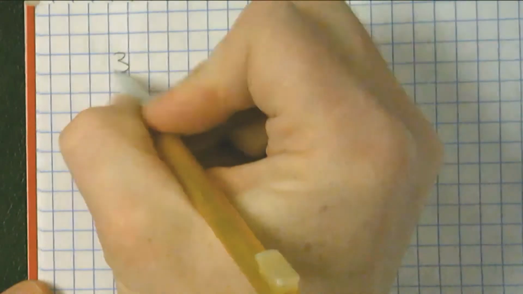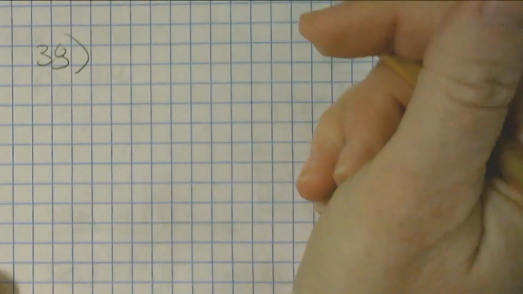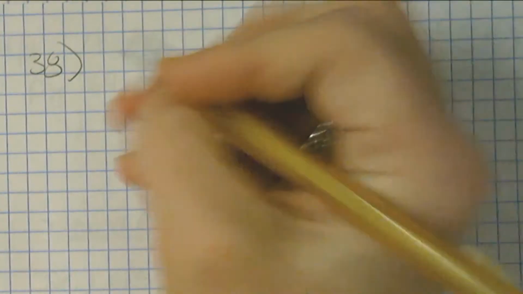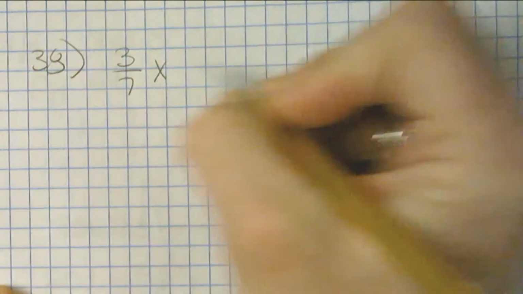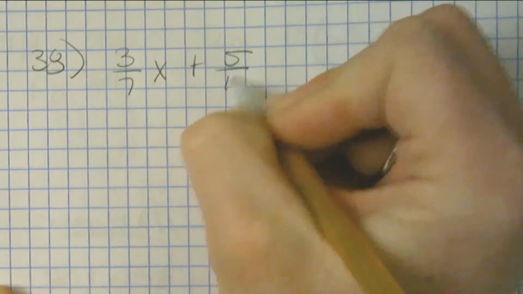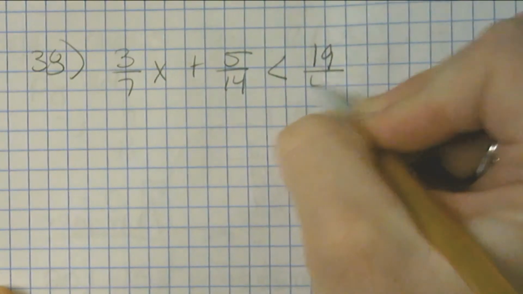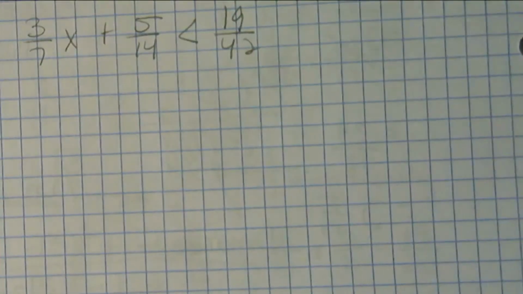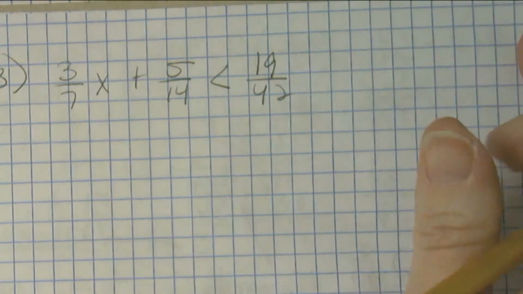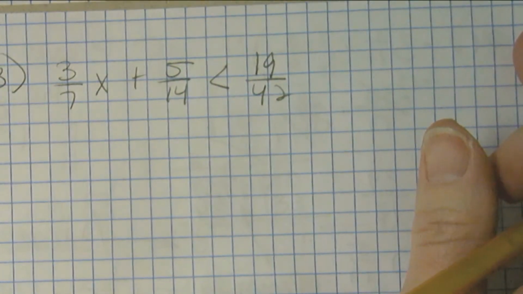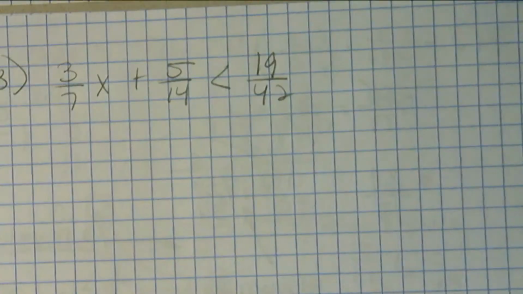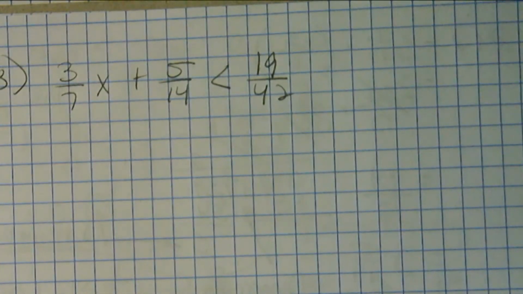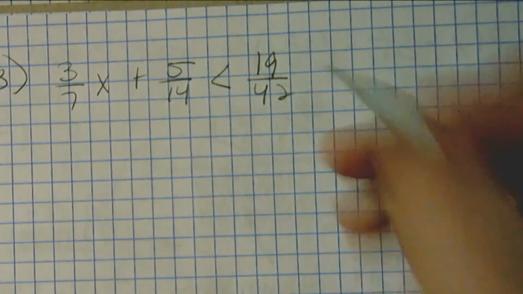Who asked me for 38? Okay. So 38, I did have you guys change that to a less than symbol. So I have 3/7 times x plus 5/14 is less than 19/42. So this is what your problem should have been. All right, so I am going to clear fractions on this because I think it's just easier. What common multiple would I use to clear fractions? Sophia? Yeah, absolutely, 42. So I'm going to multiply everything by 42 over 1.